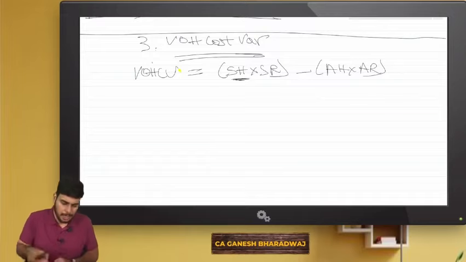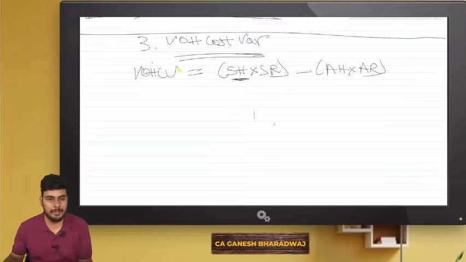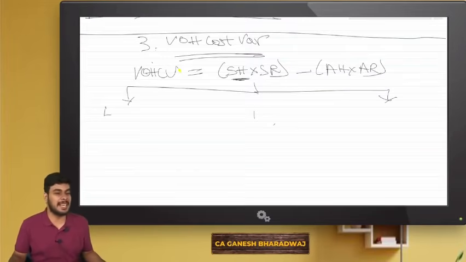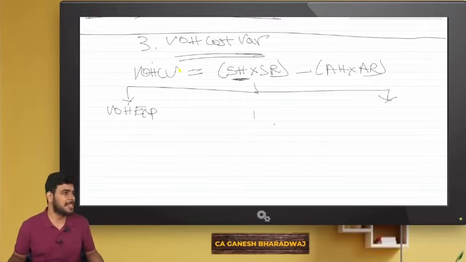Now this has two segments to it, similar to what we saw there. There we saw labor rate variance. Here it is not a rate. Here we call it variable overhead expenditure variance. It's an expenditure only, no? Correct or not?